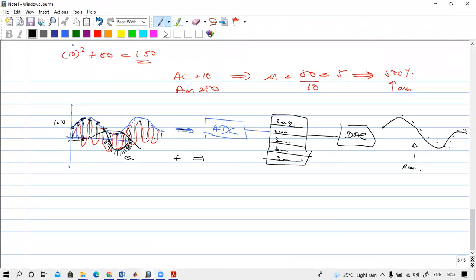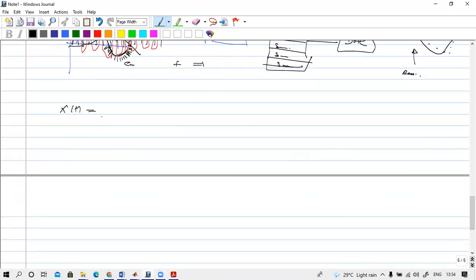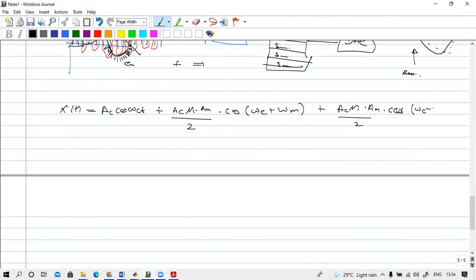I think you can remember that we have our x(t) signal. The carrier part was cos omega_c t, and we have two sidebands, A_c mu by 2 cos(omega_c plus omega_m)t plus A_c mu by 2 cos(omega_c minus omega_m)t.